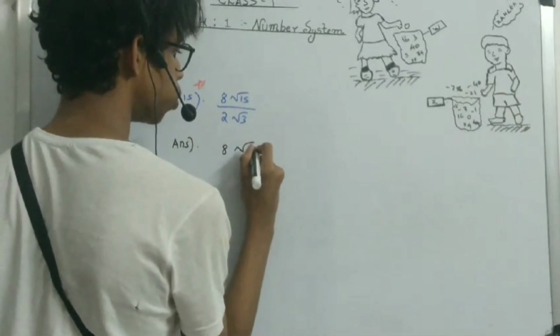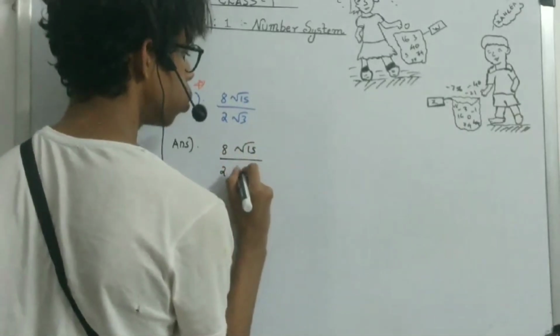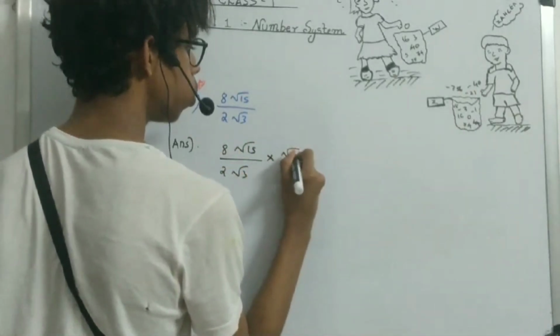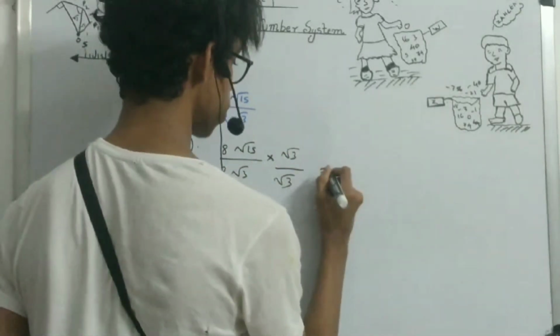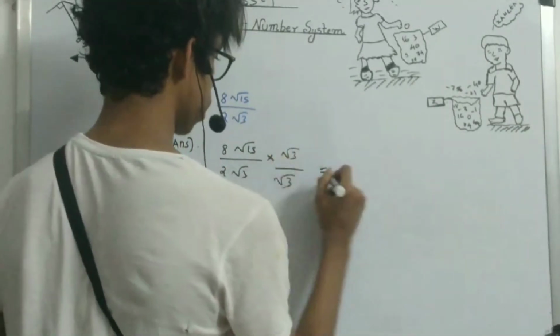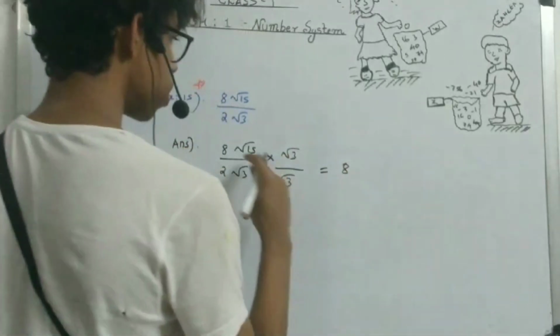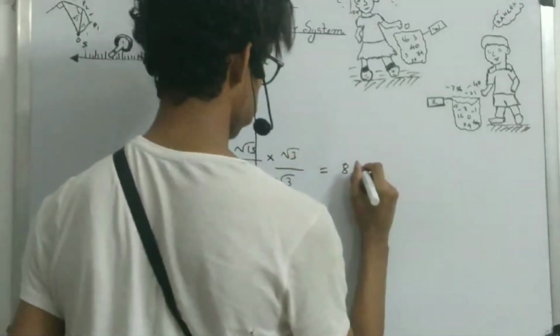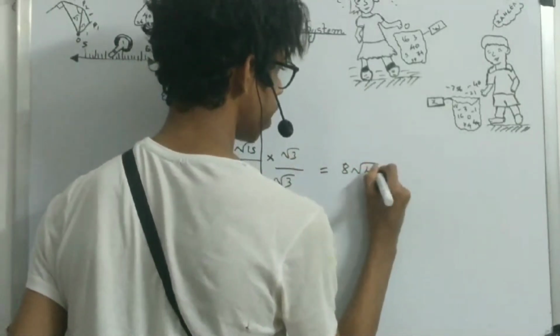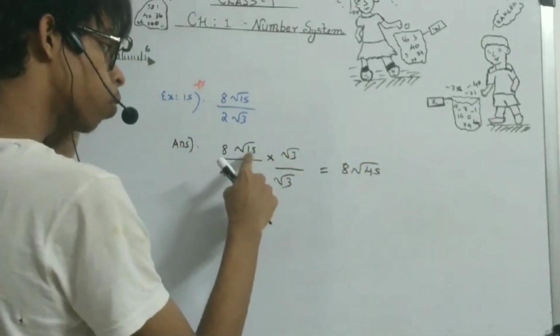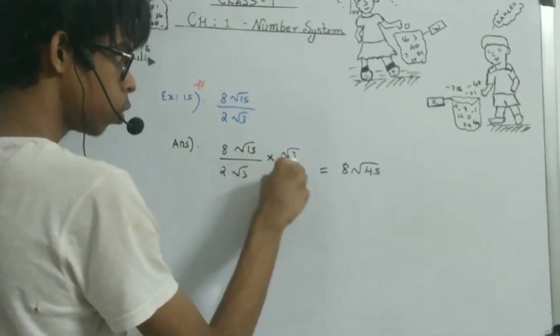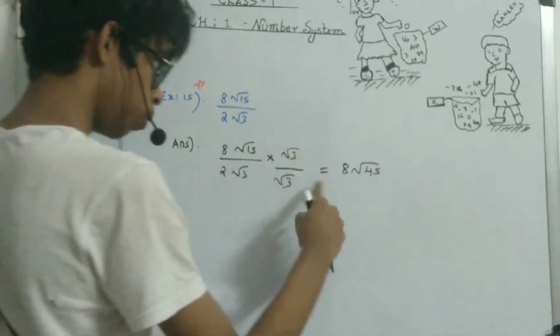So 8 root 15 divided by 2 root 3, into root 3 divided by root 3, you should do. So just see over here, this 8 you can write as it is. 15 into 3, we know it is 45. So we will get 8 root 45 in the numerator. Here we are using our first property, that is root a into root b is equal to root of a into b.